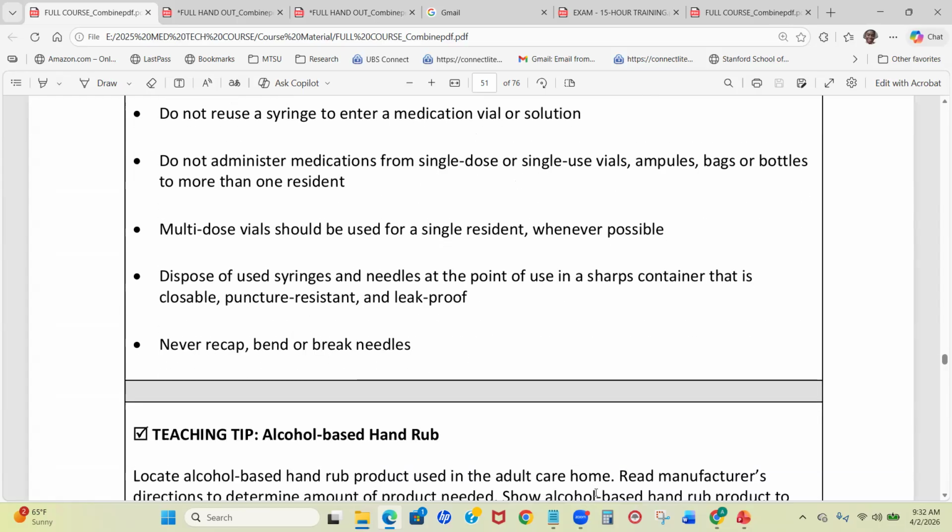Multi-dose vials should be used for a single resident when possible. So there's one person, whatever it is that needs to go to him, just one person. Don't transfer it to another person.